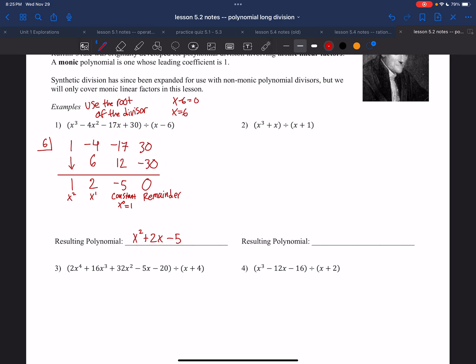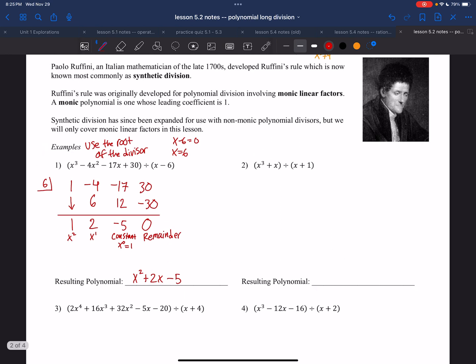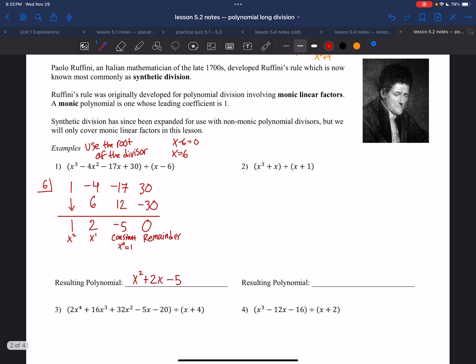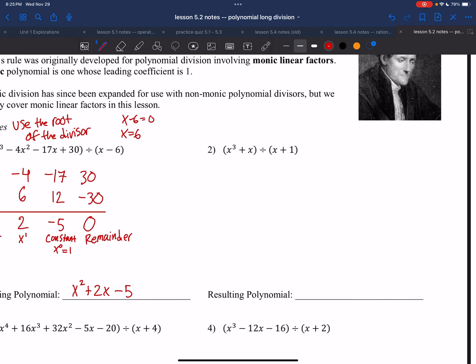And that's it. You're done. Oh my gosh. How fun is that, right? That is a good time. So that's it. That's synthetic division. And that's how it works. And I'm just going to do the other 3 problems for fun, okay? So let's do number 2 now.